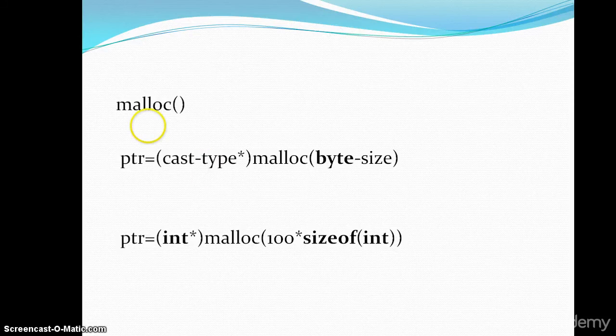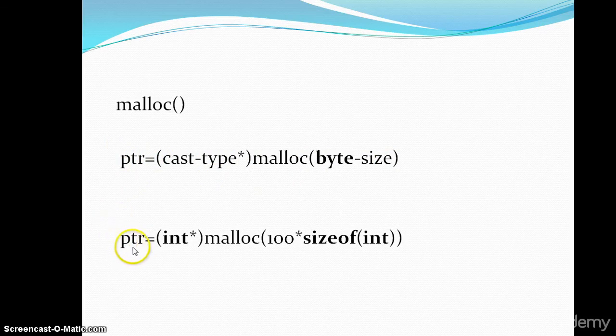So malloc is used for allocating the memory. If we want more memory, we will use the malloc function, and this is the syntax: ptr = (cast type *) malloc(byte size). ptr stands for pointer.